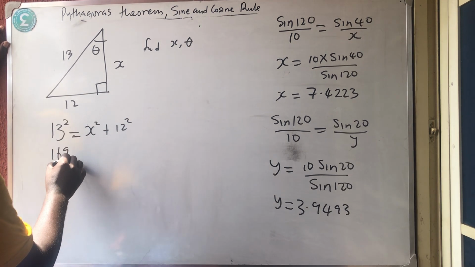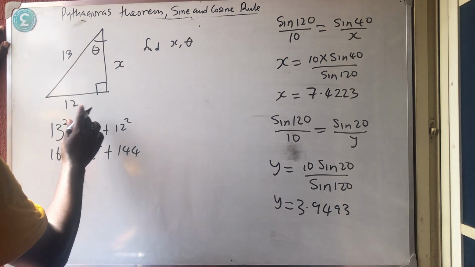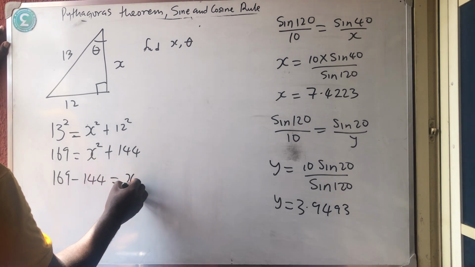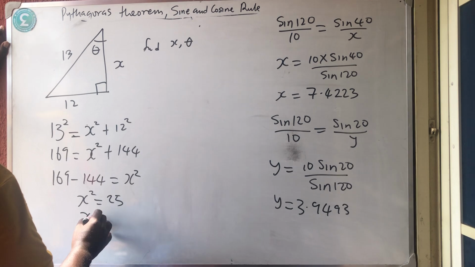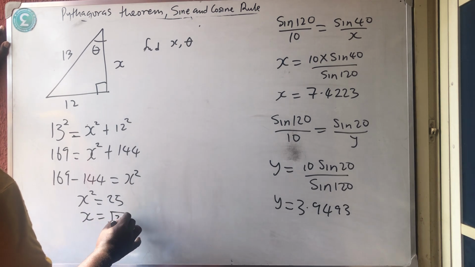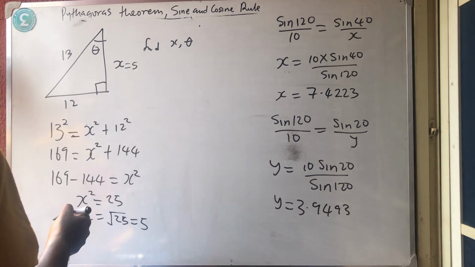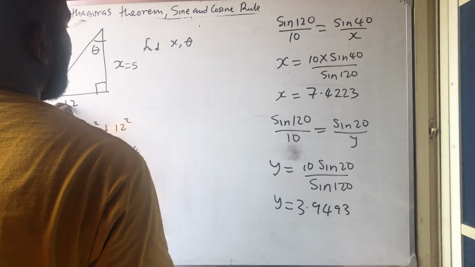So 169 is equal to x squared plus 144. So this one crosses here. 169 minus 144 is equal to x squared. So x squared is equal to 25. So x is now the square root of 25, which is 5. I've gotten x to be 5. As simple as that.